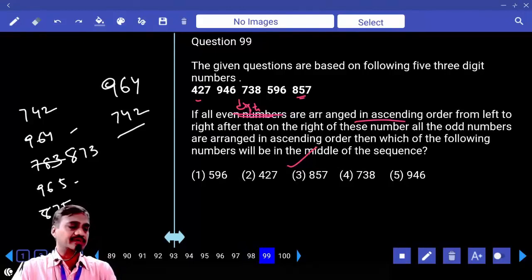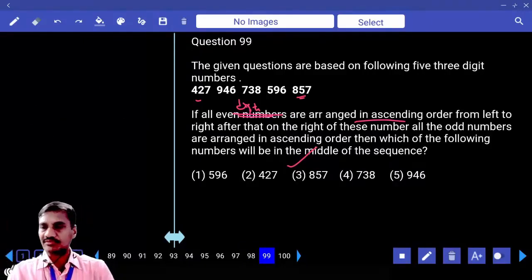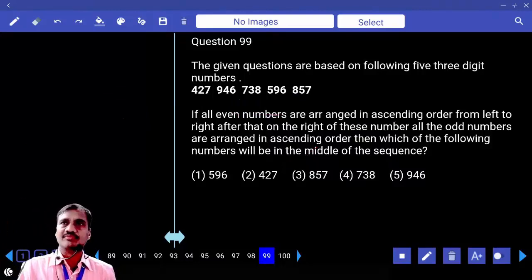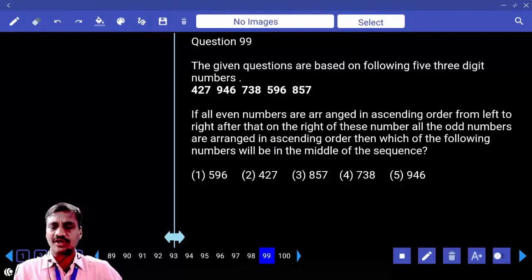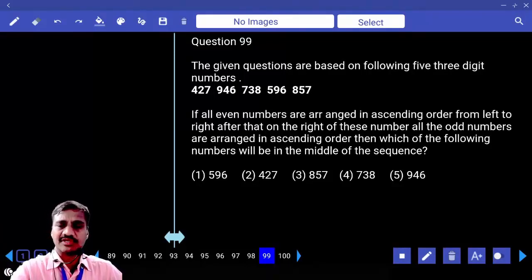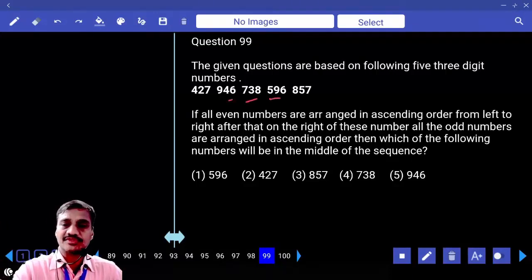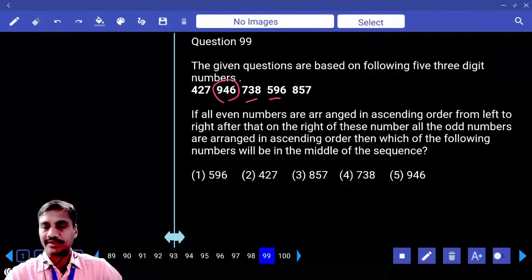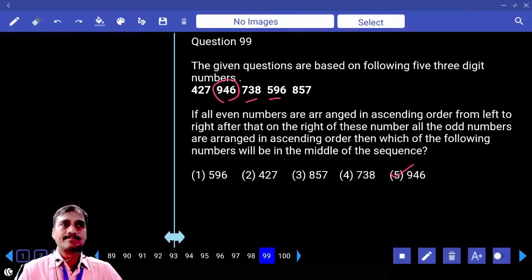Now in this 99, if all the even numbers are arranged in ascending order from left to right, after that, on the right of these numbers, all the odd numbers are arranged. Which of the following will be in the middle of the sequence? Now first all the even numbers are arranged in the ascending order. Then tell me what are the even numbers we have? 738 and first 1, 2 and 3. And so what is your answer here? 946, choice 5. Then because it is at the middle.